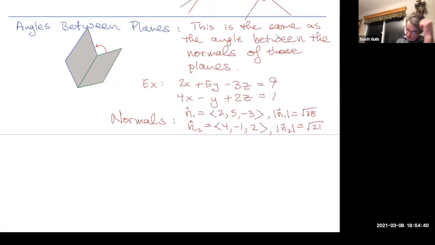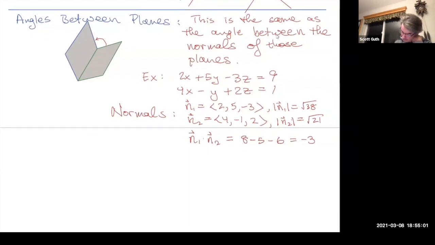Okay, and then while we're at it, let's do N1 dot N2. So that'll be 8 minus 5 minus 6. So that's negative 3. Okay, so this comes out negative, so the angle is going to be obtuse between them. And you know that N1 dot N2 is equal to the magnitude of N1 times the magnitude of N2 times the cosine of the angle that separates them.